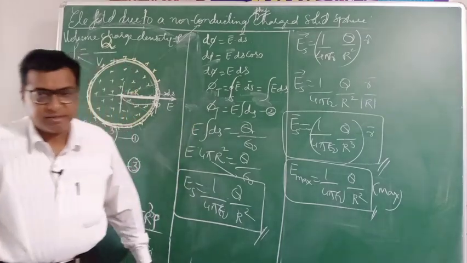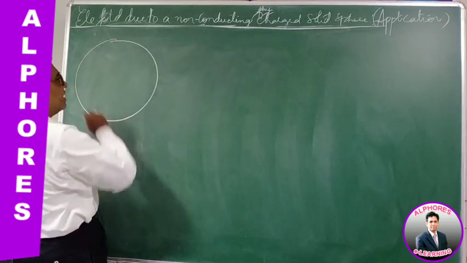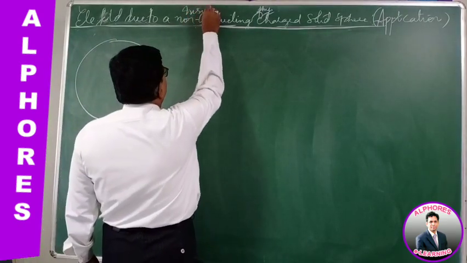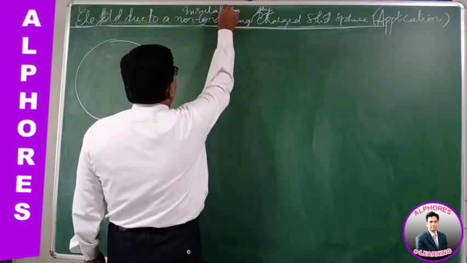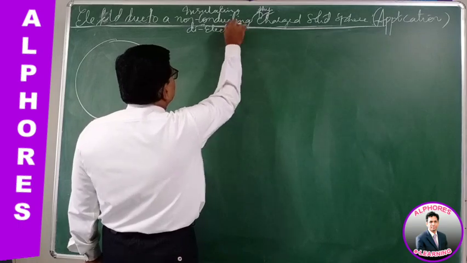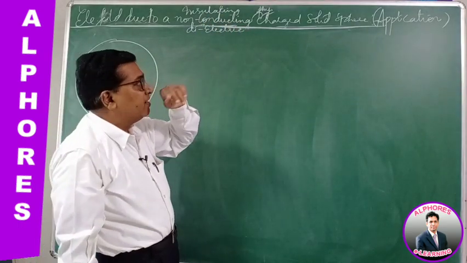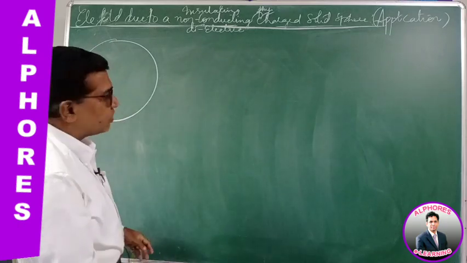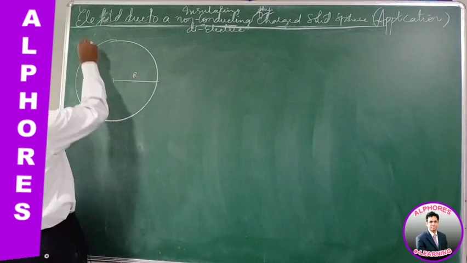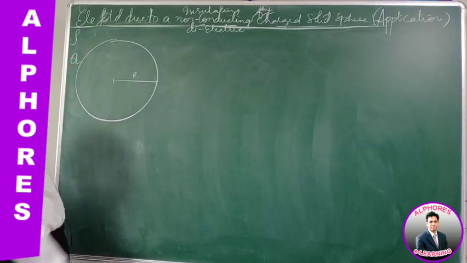So this way it is. This is the application for a non-conducting charged solid sphere. Non-conducting or insulating or dielectric, please remember the question can be in any form, and you should be able to make out. So it's either a dielectric, non-conducting or insulating charged solid sphere of radius capital R. The total volume charge density is rho and the total charge is Q.